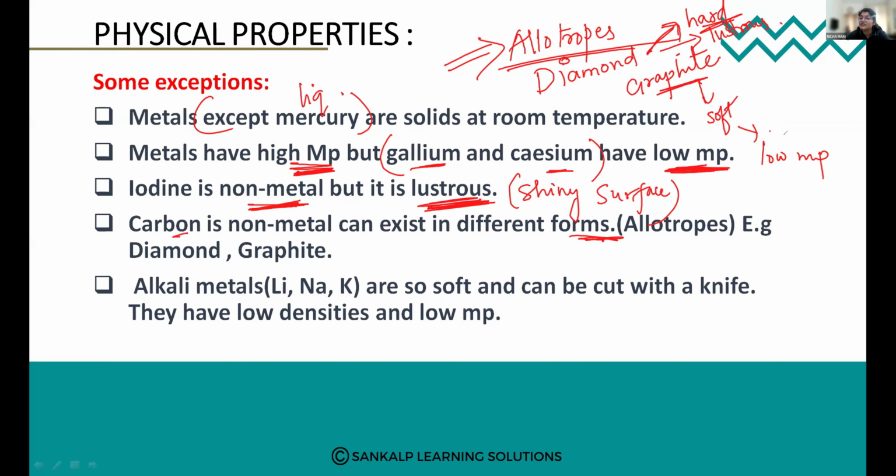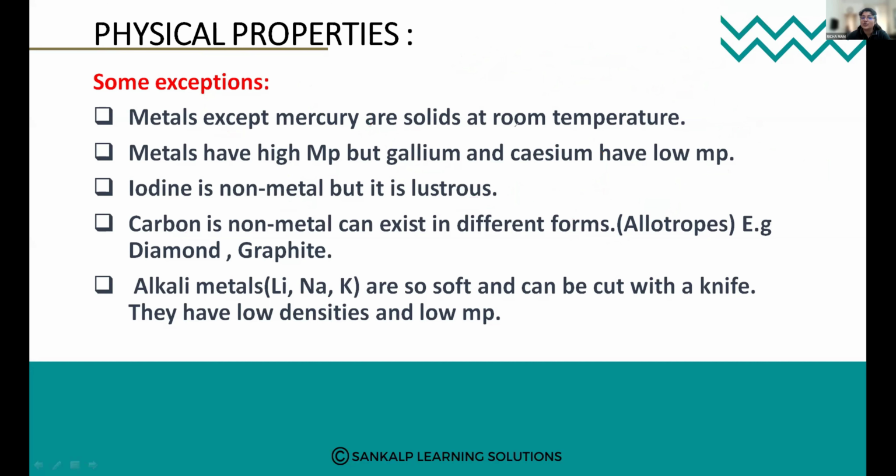One is lustrous, another is non-lustrous. Like this, the properties are different. So these are also a few exceptions. Next is alkali metals. Which are the alkali metals? When you see the periodic table, to your left-hand side, that is lithium, sodium, potassium, rubidium, cesium. So these are all your alkali metals. Lithium, sodium, potassium, right?